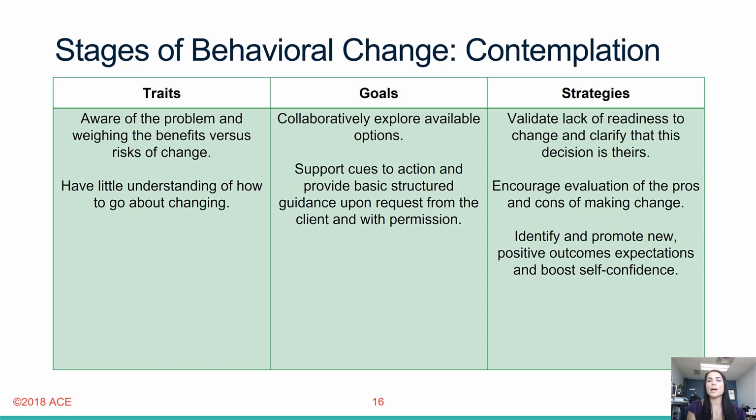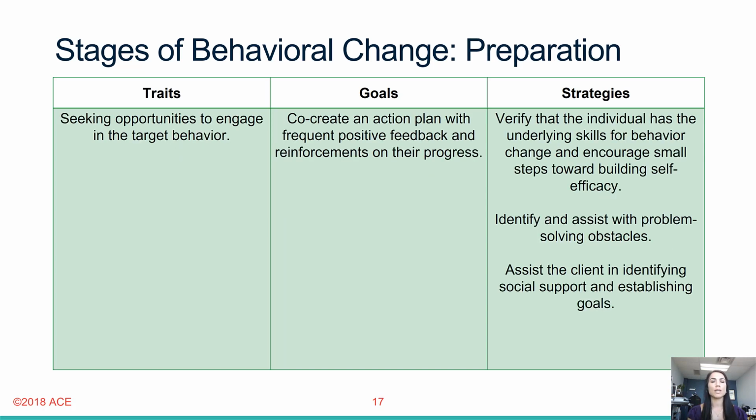I always start with would you mind? Asking for permission automatically puts people less on the defensive and makes them want to kind of listen and be involved in that conversation. A strategy here might be to encourage the evaluation of pros and cons of making that change. So there's multiple strategies. I won't read them all here, but it's important that you understand them and how they can help with someone in contemplation stage.